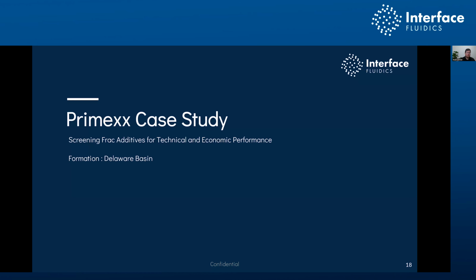So our next case study comes from a few years ago. We were working with a client called Primexx, where we were screening hydraulic fracturing additives for both technical as well as economic performance. In this case, we're looking at surfactant additives that are being added into hydraulic fracturing fluids. In order to understand the economic performance of these fracturing additives, we need to understand the technical performance. These are expensive chemistries that, when applied well, can have big impacts, but applied imperfectly can result in challenging economic performance. So this is a Delaware Basin case study.